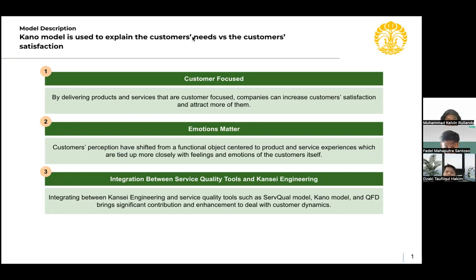And thirdly is the integration between service quality tools and Kansei engineering. Integrating Kansei engineering and service quality tools such as the ServQual model, Kano model, and QFD actually brings significant contribution and enhancement to deal with customer dynamics, such as what this paper suggests about finding out the 7 features that are important to the hotel industry, and also that elegance is one of the main features that are needed in Indonesian tourism.